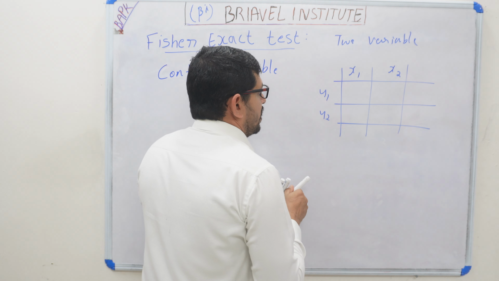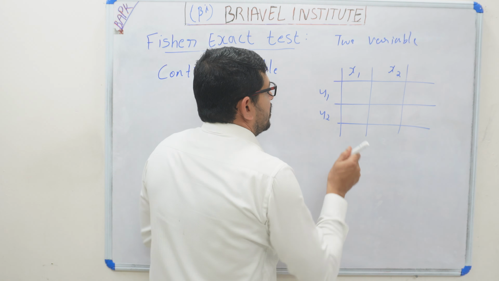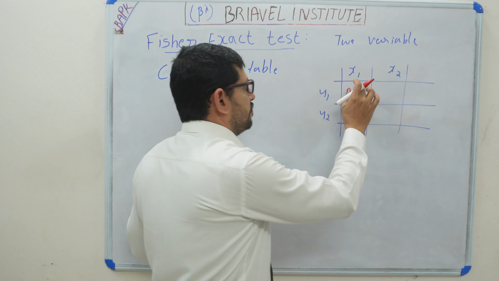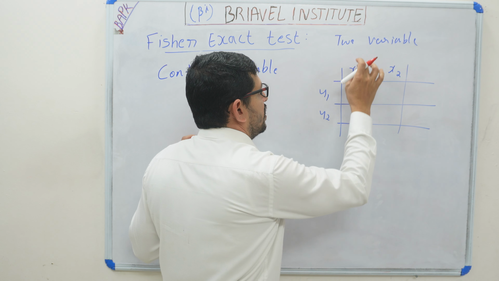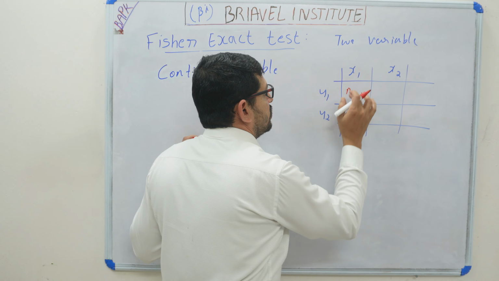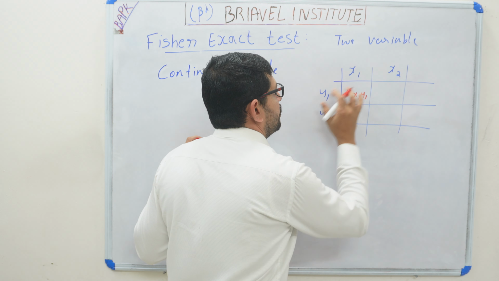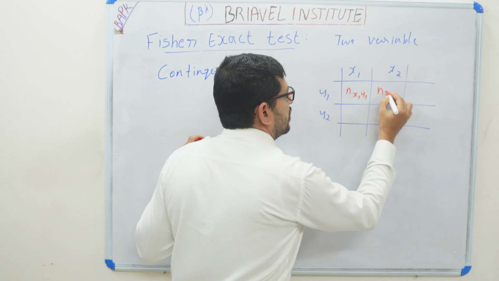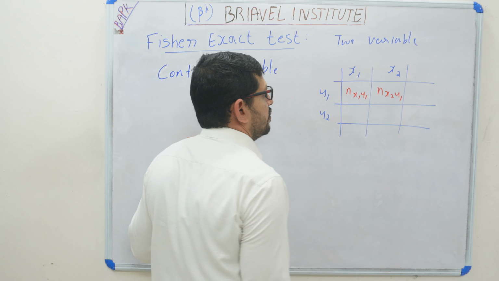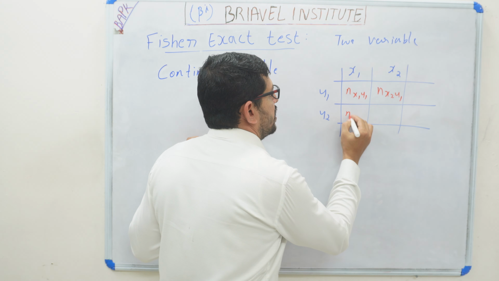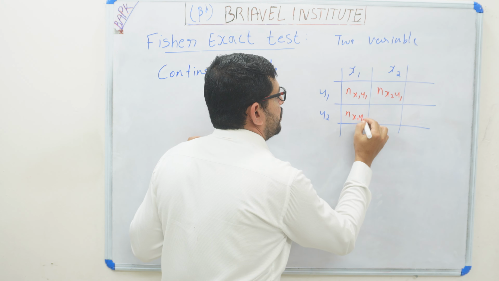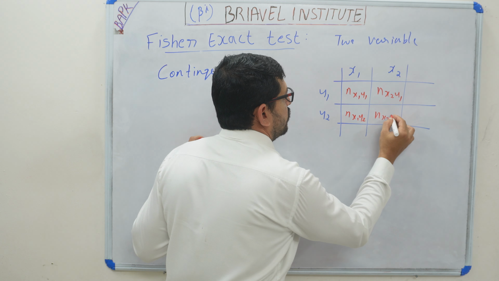So here we can write n, the number of items. Here it is n x1 y1, the number of observations in this category, x1 with y1. Number of observations in x2 with y1, we write n x2 y1. And here it is n x1 y2, and here it is n x2 y2.